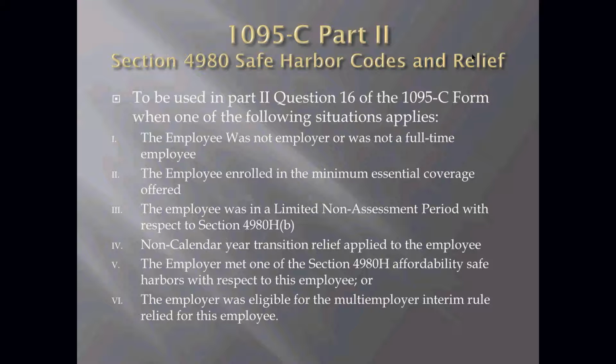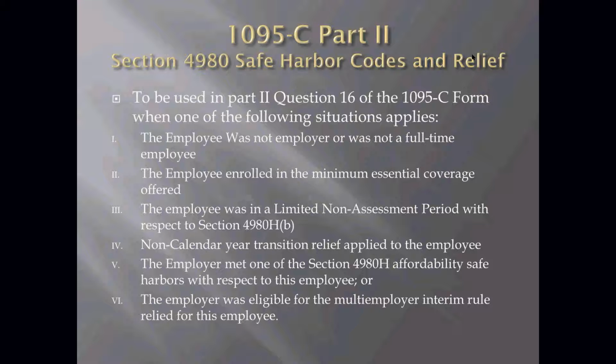The employer met one of the Section 4980H affordability safe harbors with respect to this employee, or the employer was eligible for the multi-employer interim rule relied on for this employee. Now that last one, the multi-employer interim rule, is designed for folks that have union employees and are forced to pay into a pool for union employee coverage. So if you have employees within a union and you have to pay into a pool for their health benefits, this is where that section comes in.